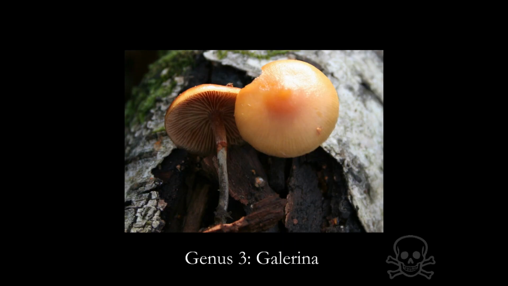Number 3. Galerina. Galerina is another large and varied genus comprising over 300 species. Most of these species have an affinity for moss. This genus deserves special attention because it contains several poisonous mushrooms, including some that can kill you even with modern medical treatment. I will focus on one of these deadly species, Galerina marginata, but know that there are many more species of Galerina, each with their own distinguishing features.